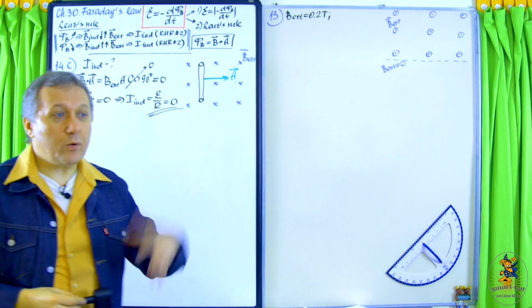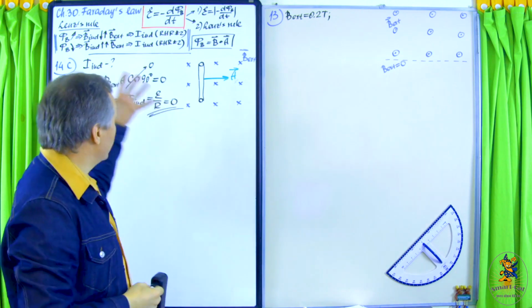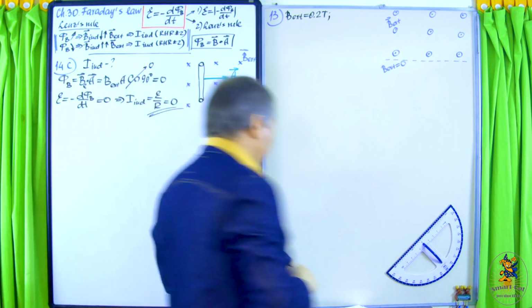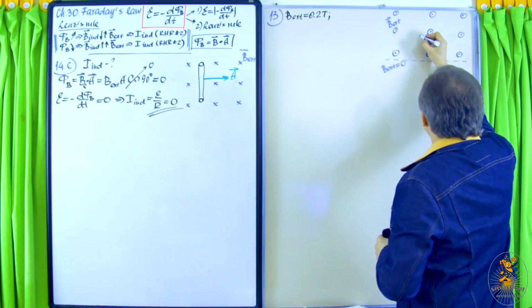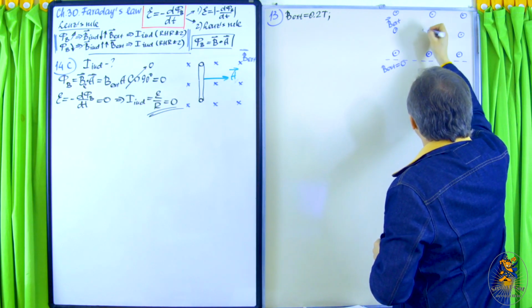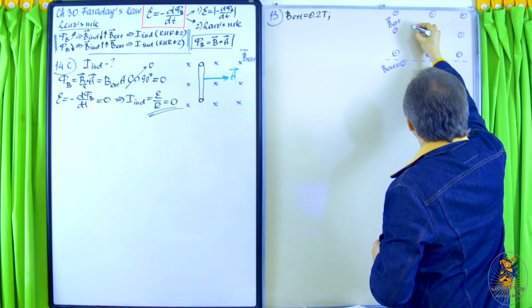Then there is now a rectangular loop. Here we had a circular loop, now a rectangular loop. All right, let's see. Let's say it's like this.